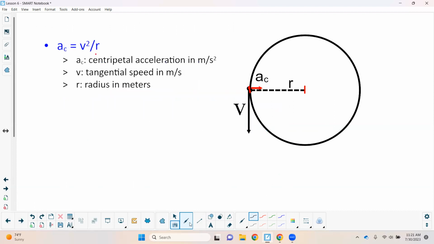Oops, skipped one. So to calculate the centripetal acceleration, a_c, that's that variable there, it's v squared over r. So v is the tangential speed. Tangent in this means touching the circle at one point. So it's the velocity that's going in the straight line, and that's measured in meters per second. Then you square that because it's v squared, and then you divide it by r, which is the radius of the circle that it's traveling in. And that would be the centripetal acceleration that is acting on it to maintain that circular motion.